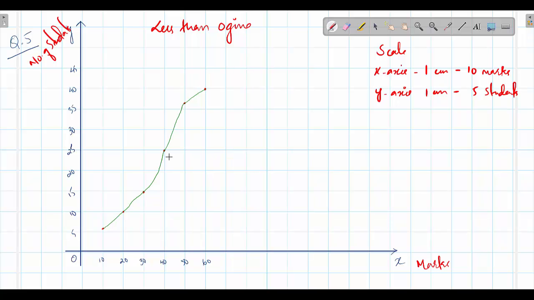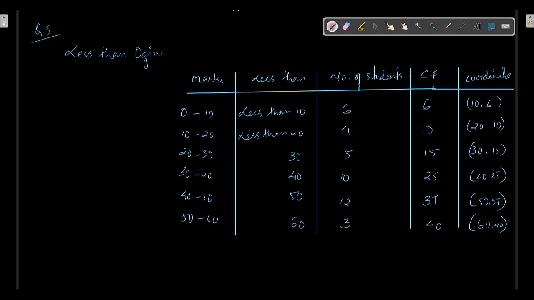So now we also have to make more than, right? Let's just remove this one because we're going to put both more than and less than in one graph only. So now let's make the table. This is our less than ogive. Okay, so now we're going to make a more than ogive table for that.